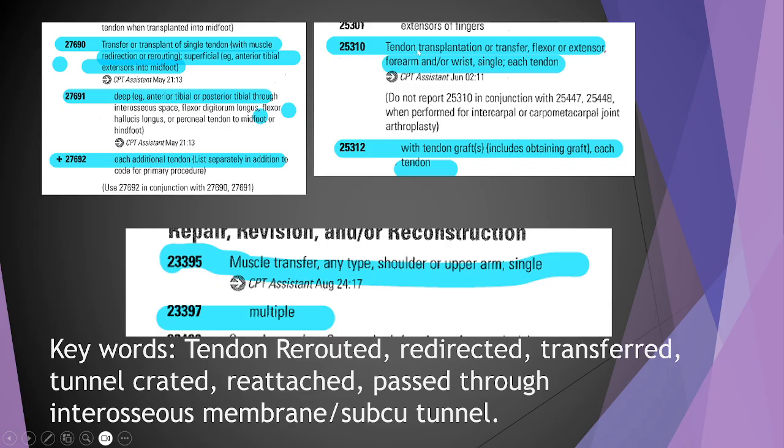And here is 25310, tendon transplantation or the transfer of flexor or extensor, forearm level, with the graft, and the muscle transfer, single or multiple. The keyword should be the tendon rerouted. In the tendon transfer, when we see the OP report, there will be keywords we need to know.